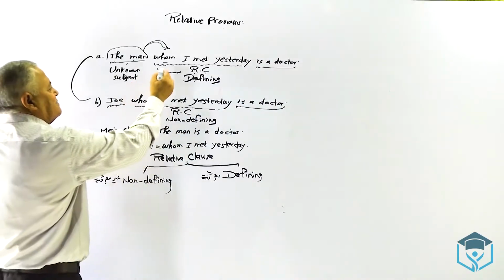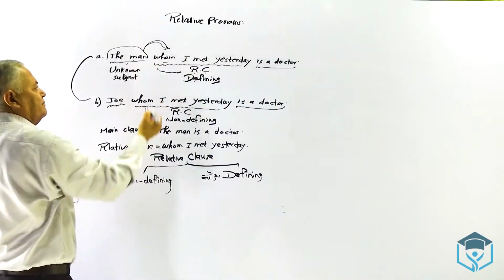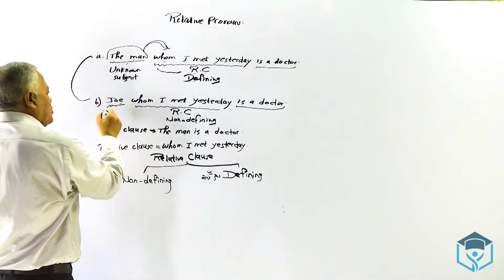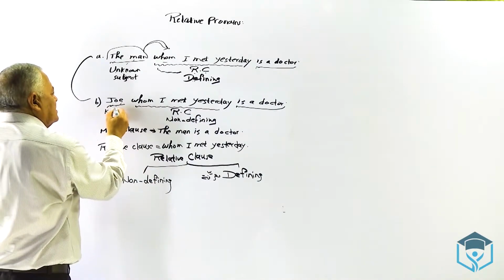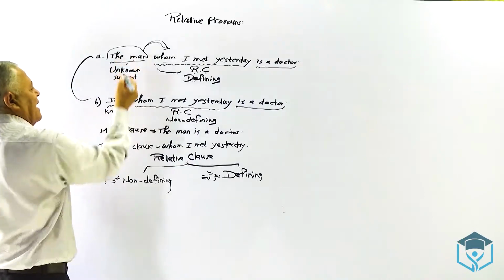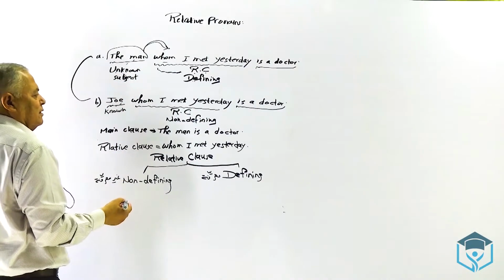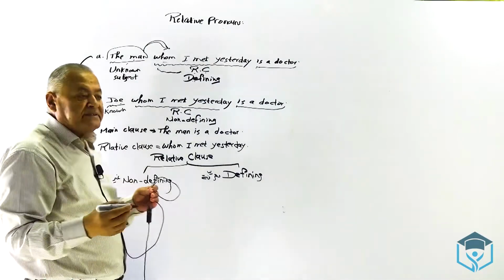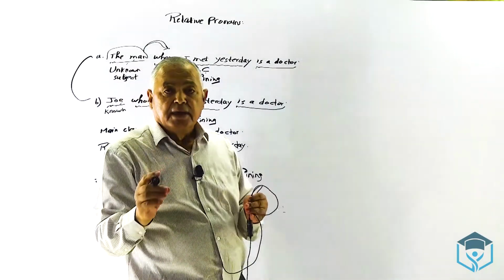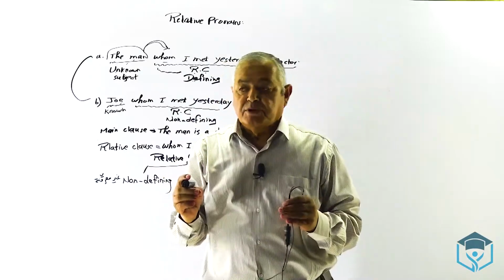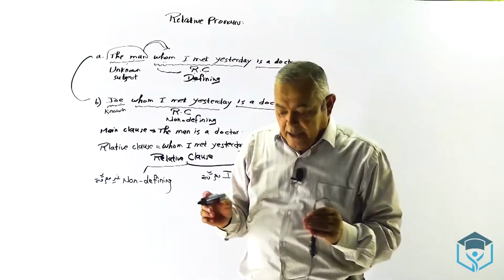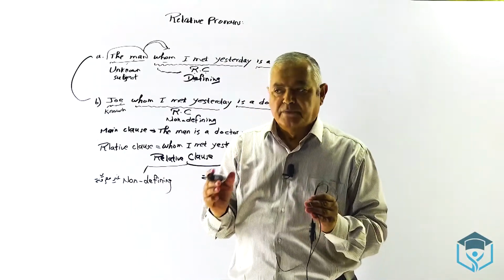But the clause that comes next to the man defines him. Then Joe here is a known subject compared with the man. This is known, the man is unknown. And to make the difference clear in writing between defining and non-defining.